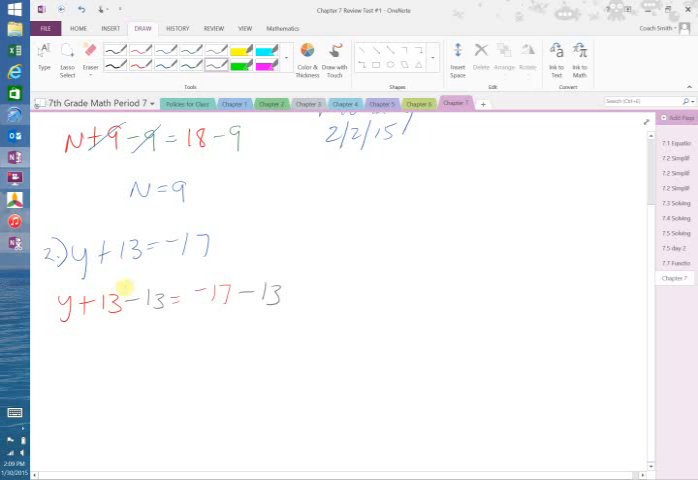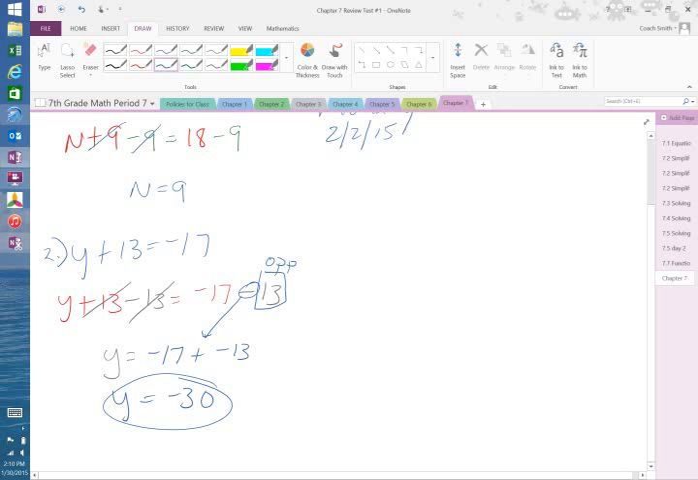Okay, on the left side, the 13s cancel out, leaving me with y. Then we have negative 17, change subtraction to addition. Do the opposite of positive 13, which is negative 13. When you have 2 negative signs, you add them together, so that's y is equal to negative 30.